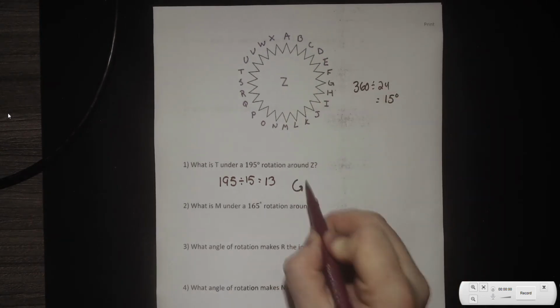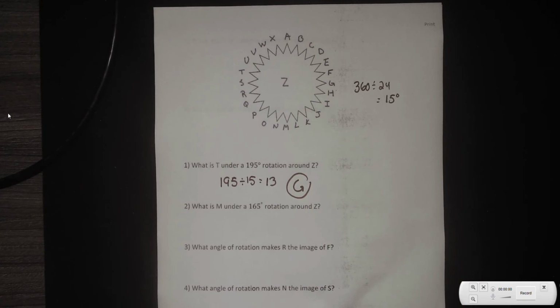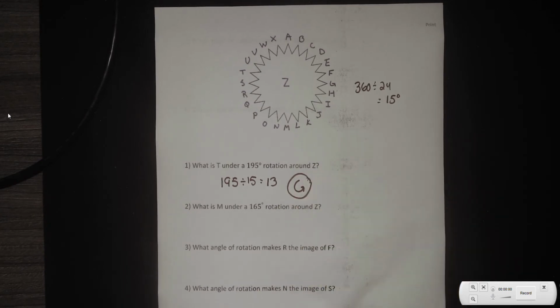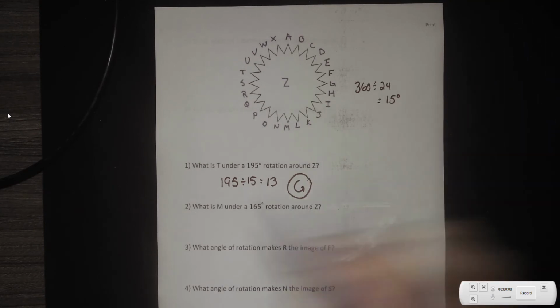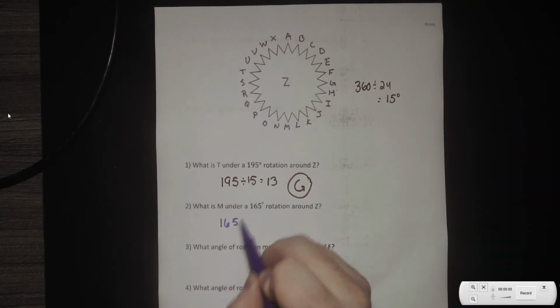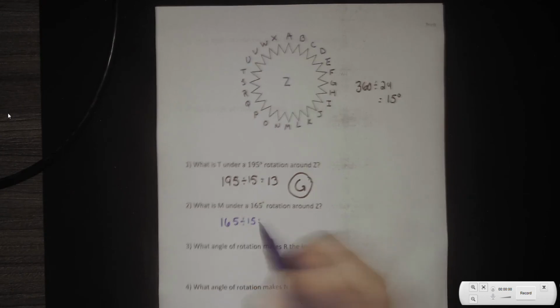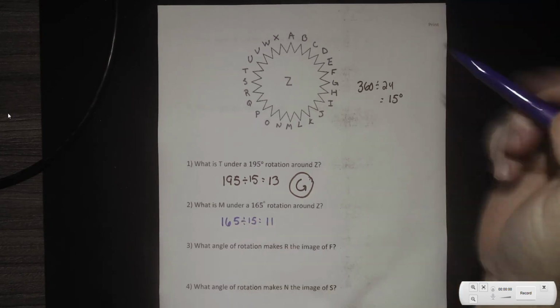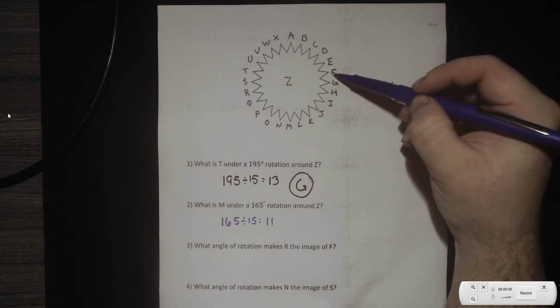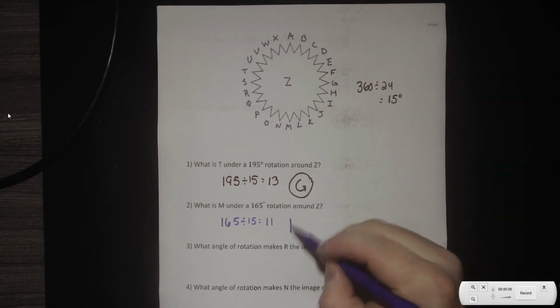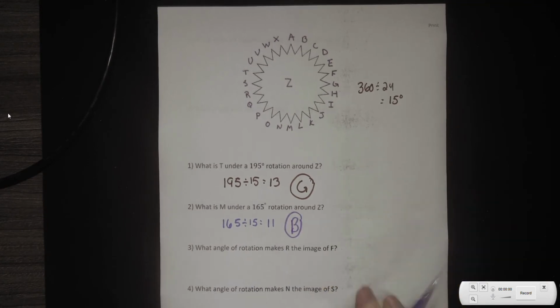So G is that. Then, what is M under a 165 degree rotation around Z? Same thing, I'm going to take 165 and divide it by 15. And that's going to give me 11. So M, 1, 2, 3, 4, 5, 6, 7, 8, 9, 10, 11 gives me B.